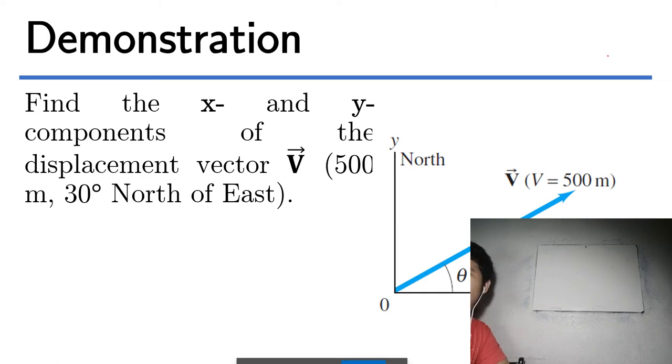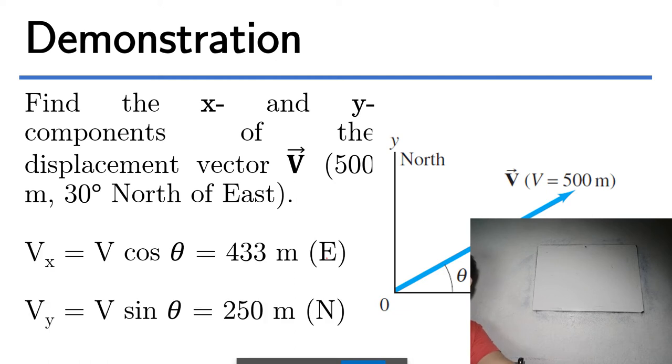So, sabi ko nga kanina, no? Draw your vector first. Kasi, una, hindi given yan. Pero if you draw it, ganito siya lalabas, no? So, how do I find the x and y components? Simple. Vx equals v cosine theta for 433 meters. And Vy equals v sine theta, 250 meters. Yun na, tapos na tayo.